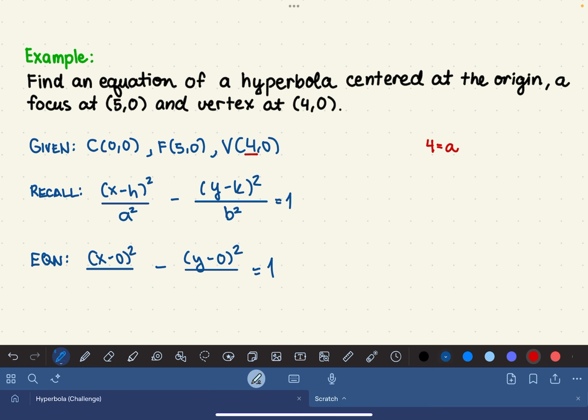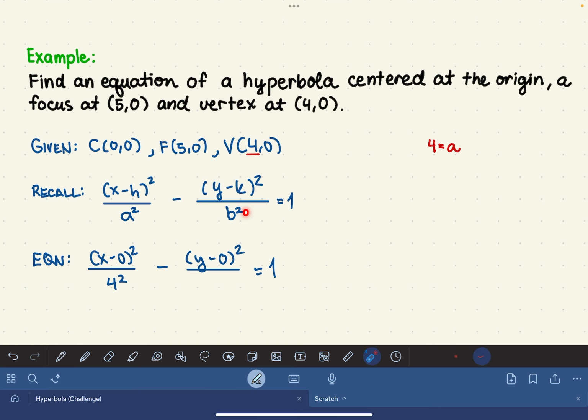So we can immediately plug it in out here. So our only problem is b. But recall that for the foci, what we add here is the c. 5 is equal to c. And recall that c is given by the formula square root of a squared plus b squared. This will be our working formula to solve for b.